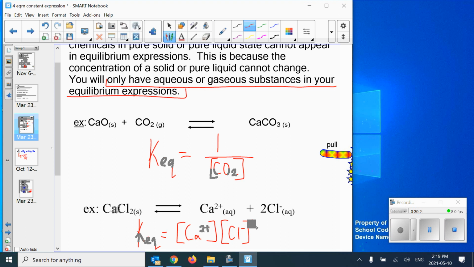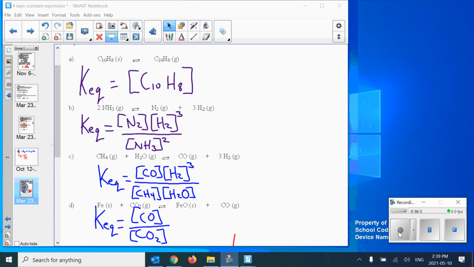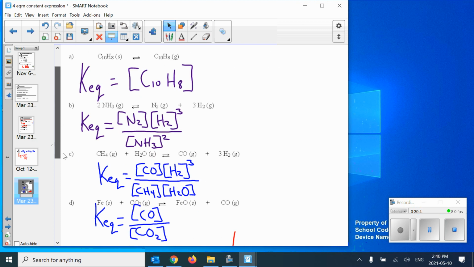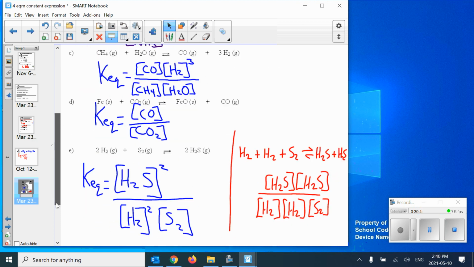Okay, you've had a chance to try these questions from L4. Here are the answers. I'll just scroll slowly. Pause then and get ready for L5.